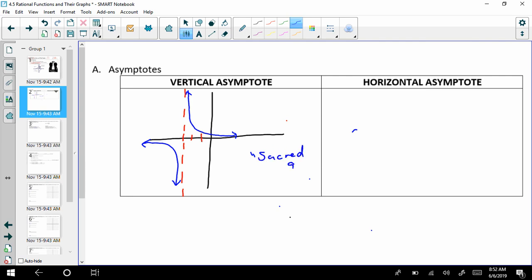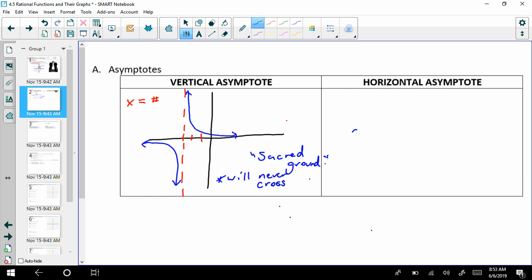sacred ground. In other words, the graph will not touch that line. It'll get closer and closer and closer, but it will not actually touch it or cross it. The graph will never cross that vertical line. Think of it almost as a wall, or you know that song, can't touch this. You're not going to touch that line. Vertical asymptotes, since they're a vertical line, will always be written in the form x equals a number, because that's the form of vertical lines.